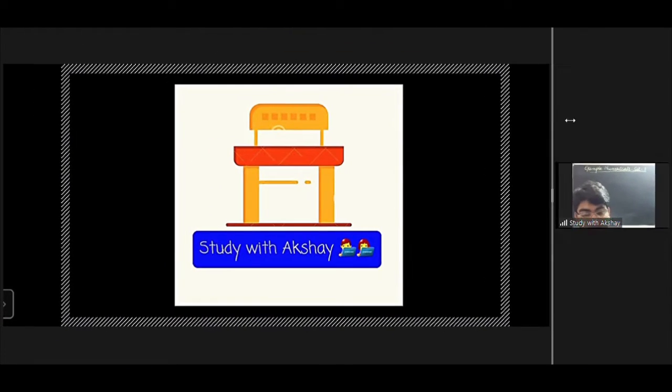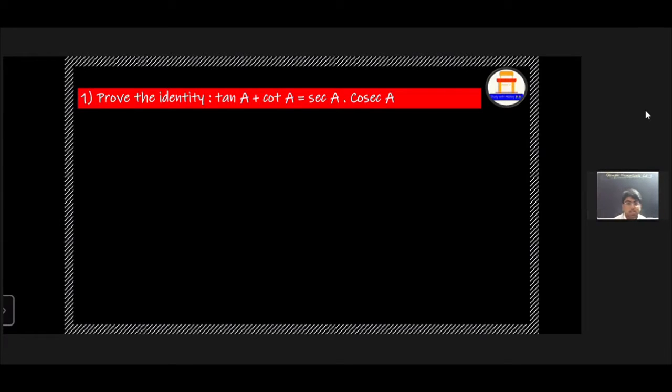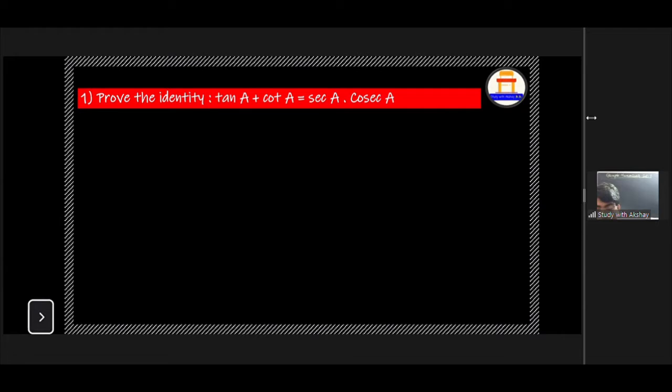Again, here also questions will be displayed on the total screen. So we have the first question. Prove the identity tan A plus cot A equals secant A into cosecant A. Okay, with the question, let's start solving.